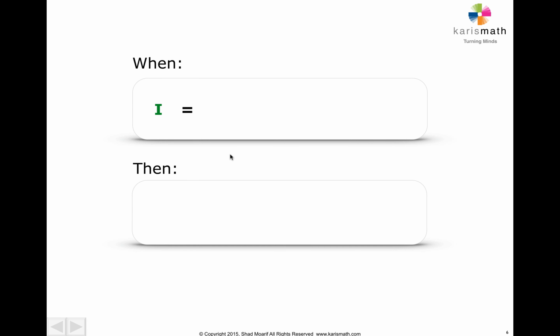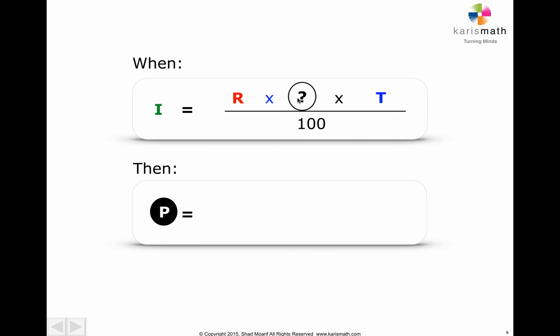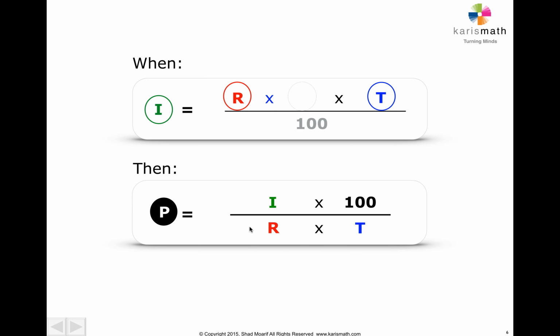Excellent. Okay, one more time. One last time. This is what was known. We want to know what P is equal to. What's the answer? I times 100. That's right. Draw the line. I times 100 on top of the line, and the remaining two colors go below, R and T. That's how we do it.